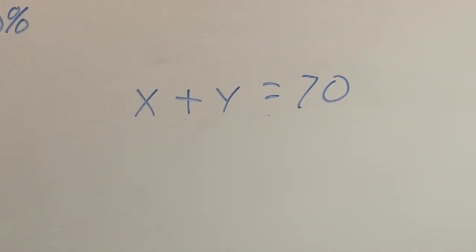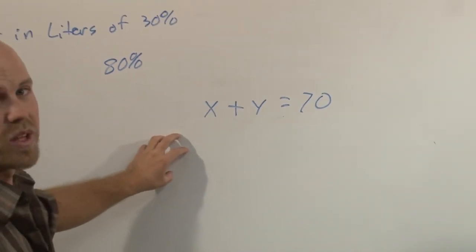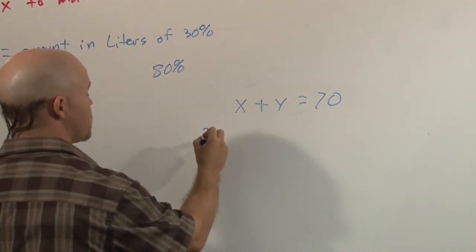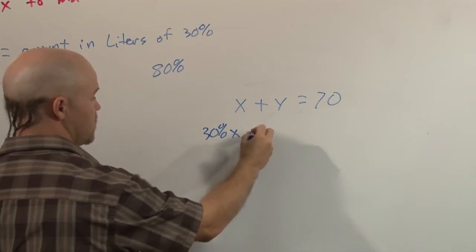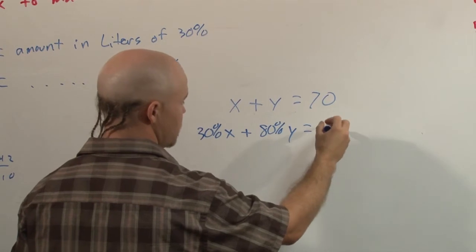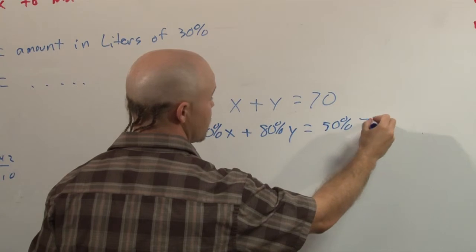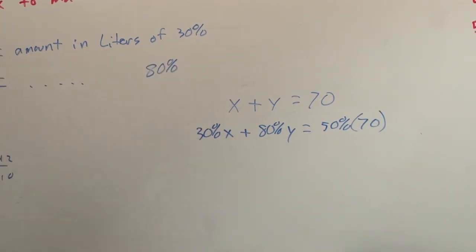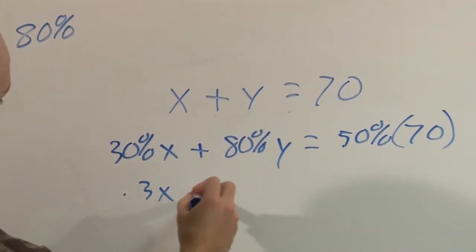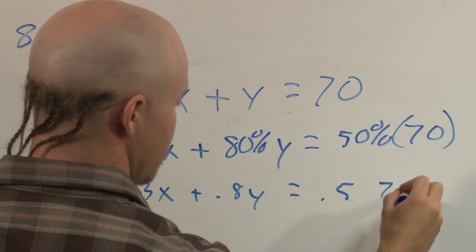Our other equation, we have to be mixing solutions with a solution to get a solution. So we're going to say we have a 30% acid solution of this amount. So when you're talking about "of" an amount, it's 30% of x plus 80% of however much we have of y should give us a 50% of the 70 liters that we have. Now, turning these percents into numbers, we're going to say this would give us 0.3x plus 0.8y should equal 0.5 times 70.